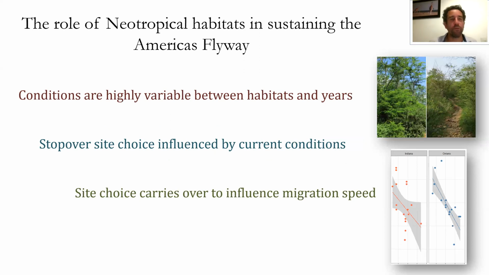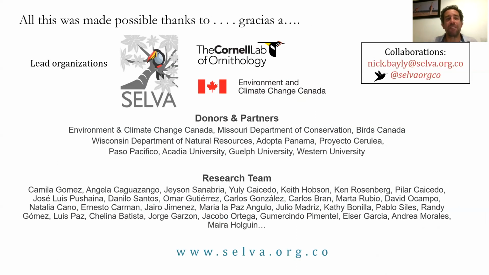But also there's this remarkable finding that there's this huge variation in conditions between habitats and years. And that means that birds can't necessarily be site faithful to these stopover sites, but instead they must be making stopover site choices based on current conditions to an extent. And that those choices are actually going to have a significant impact on their subsequent migration speed, arrival time at breeding grounds, and therefore can really be influencing potentially demographic patterns over the full annual life cycle. So I'll leave you with that.